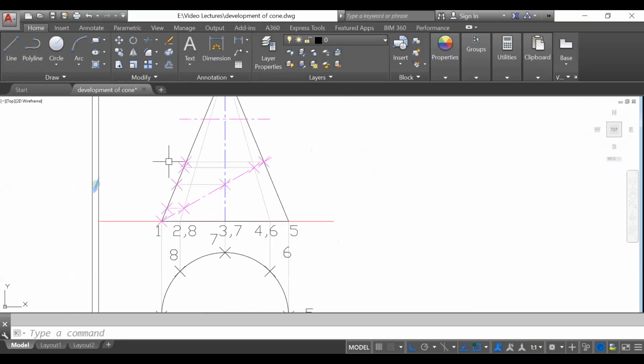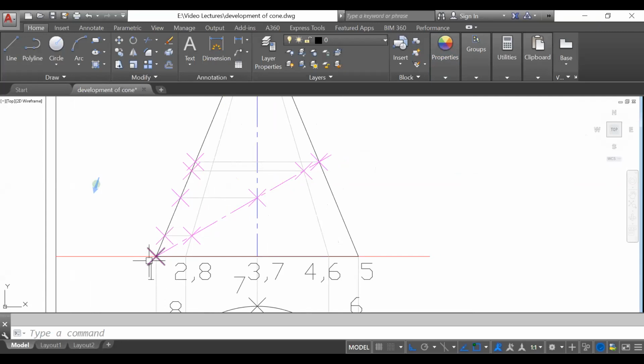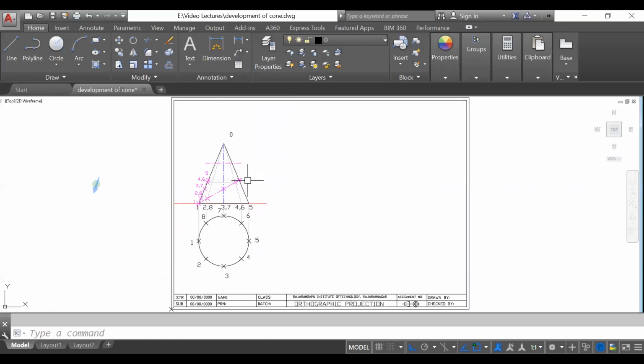Then what do you have to do? Then you can give the naming to this one. Use the DT command. Start point is here. Then 4, 3, 0. So here I will use the naming 1, then here 2, 8, then here 3, 7, because we have taken the projection from 3, 7, then here 4, 6, and the last one is 5. After that, I'll escape it and then re-enter. So this is how it is required to prepare.